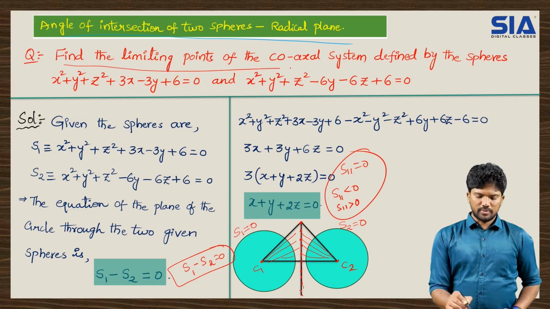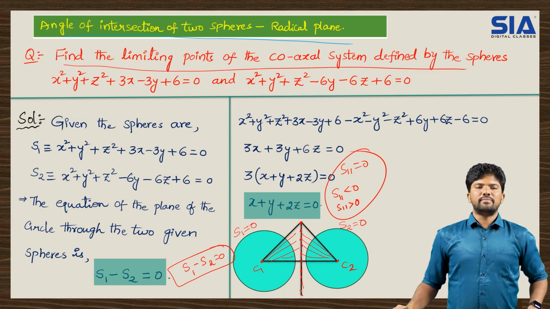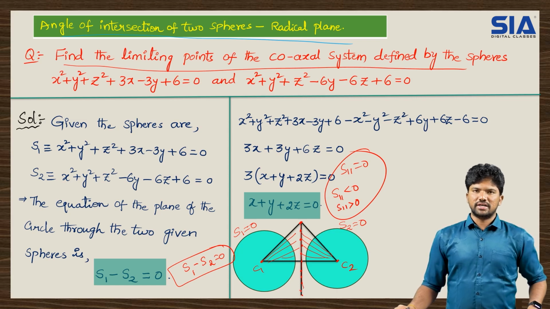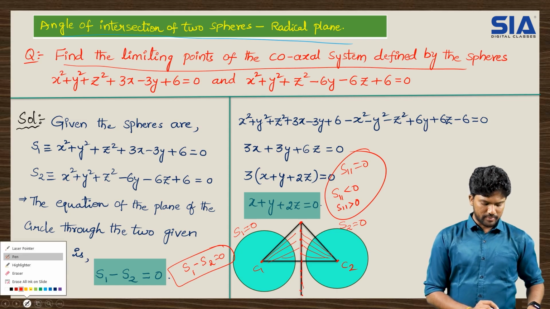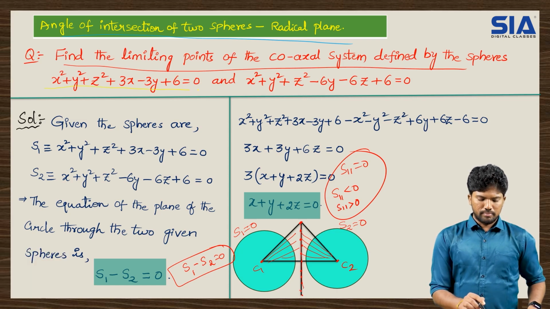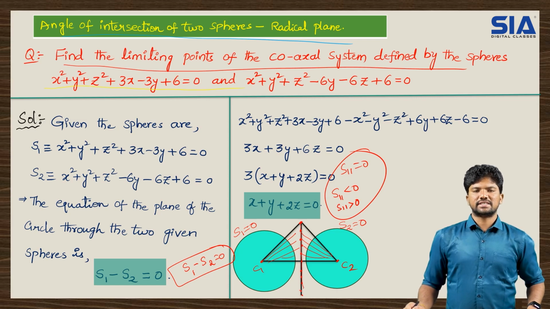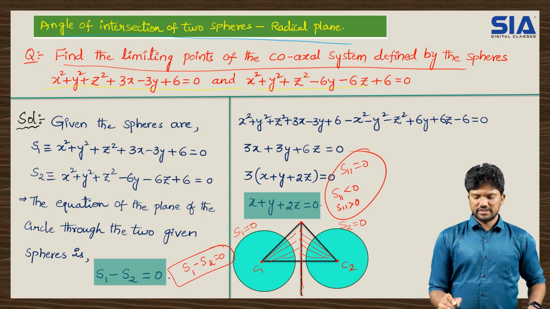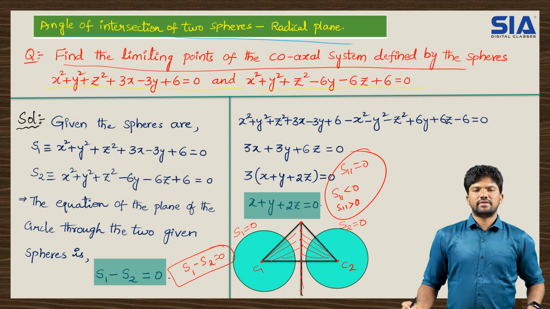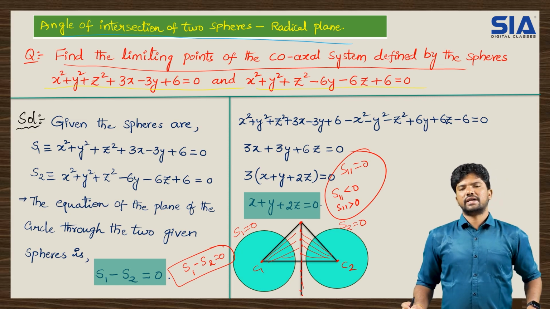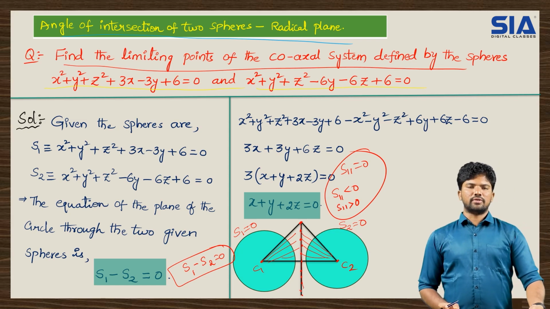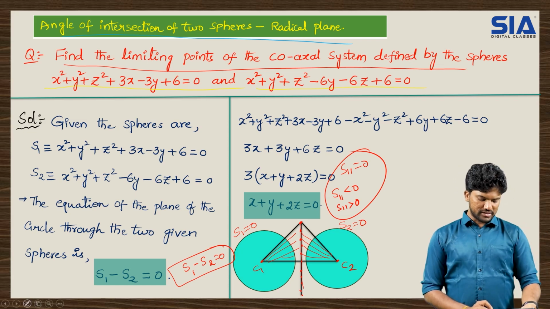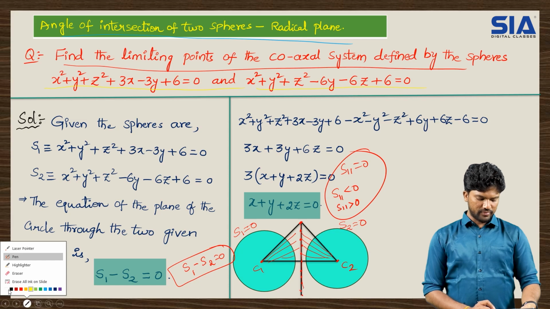Now in this problem, they are asking to find the limiting points of the coaxial system defined by the spheres. Here we have the first sphere x square plus y square plus z square plus 3x minus 3y plus 6 is equal to 0, and the second sphere x square plus y square plus z square minus 6y minus 6z plus 6 is equal to 0. Very important problem, especially for long answer questions.